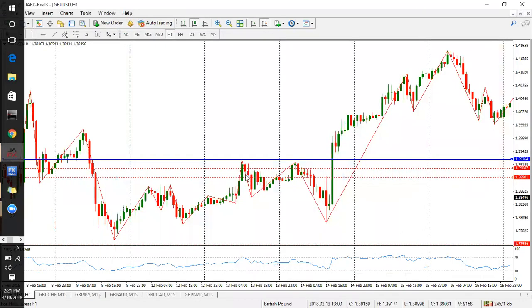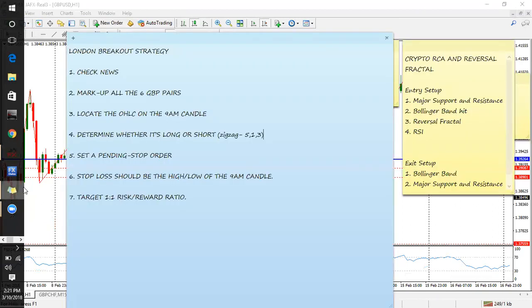If you predict that the price is going to come down, you set a stop pending order. If it's coming down, you're going to set a sell stop. If you're predicting it's going up, you are going to set a buy stop. Everything is right here on your MT4. Just choose the one you want and you execute.